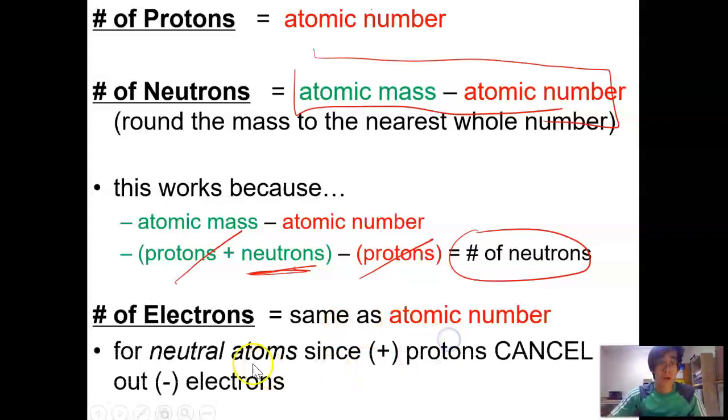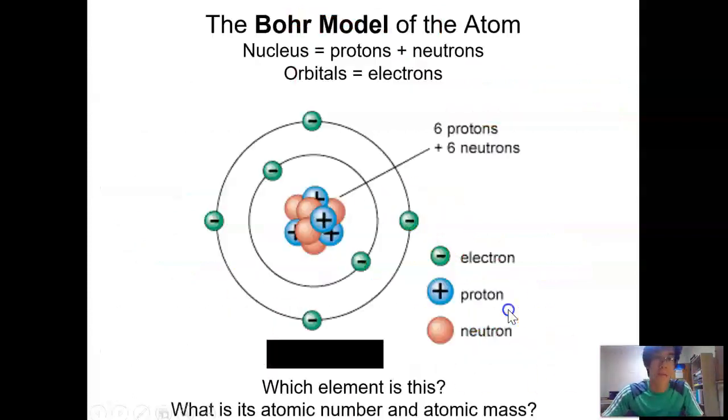All right, so that's only for neutral atoms, since the positive protons from the atomic number cancel out the negative electrons. We're going to see later on that there can be a different number of electrons based on an ionic charge, when you have extra electrons or fewer electrons. But we'll talk about that next lesson. Just for now, know that neutral atoms have the same number of electrons as protons. So you look at the atomic number for that.